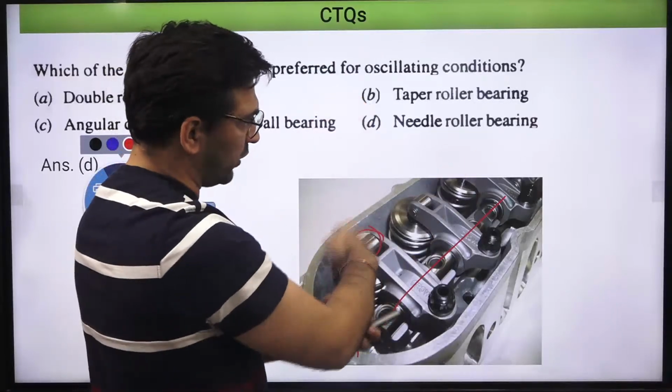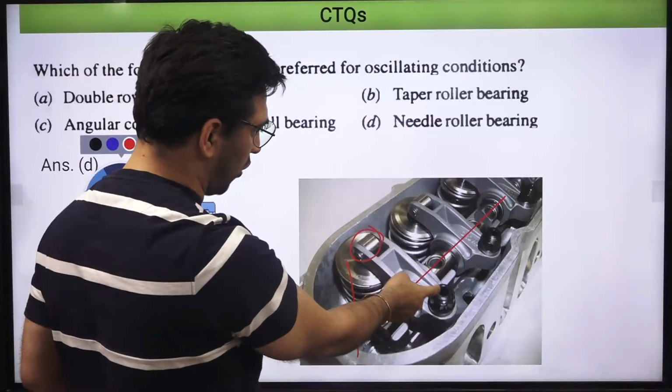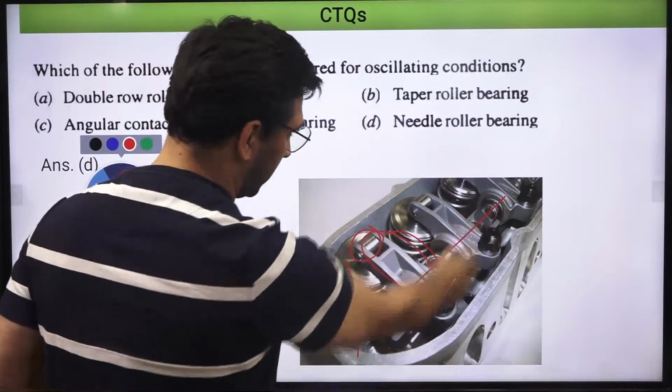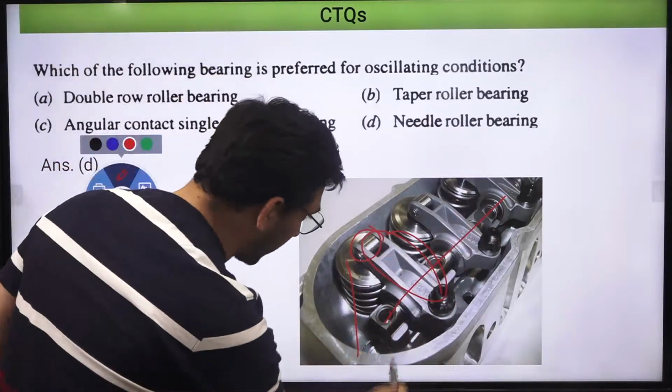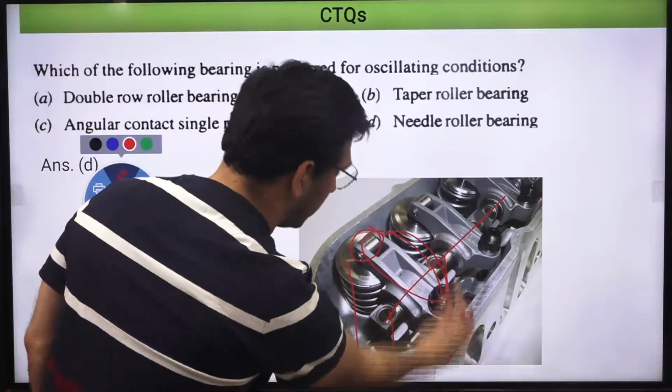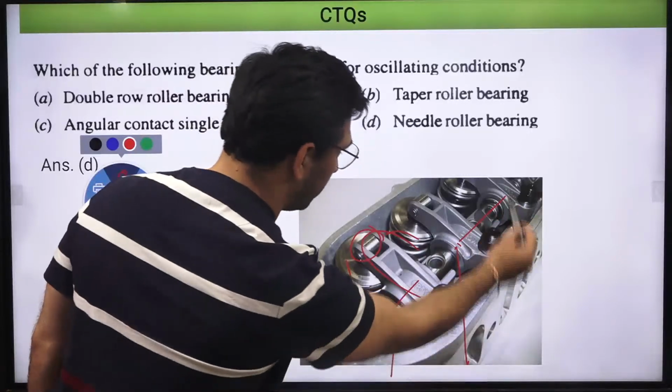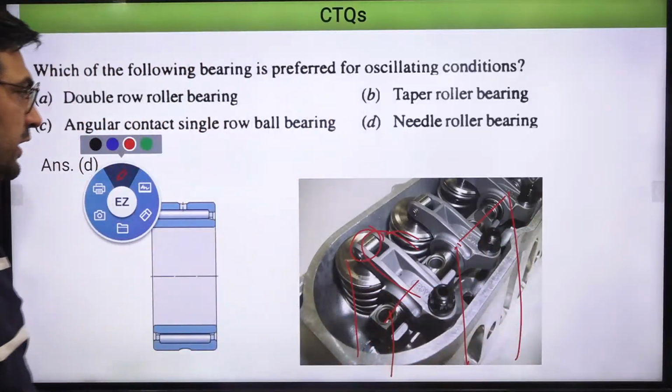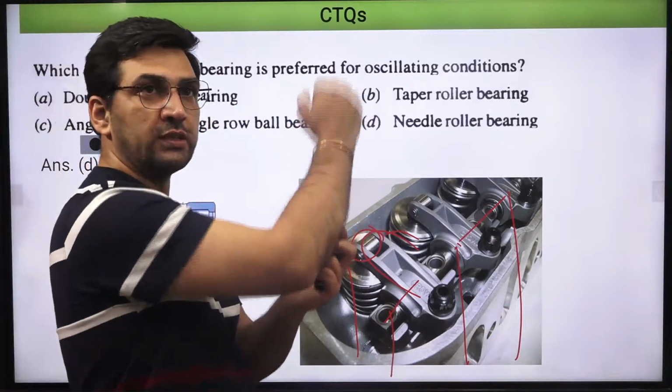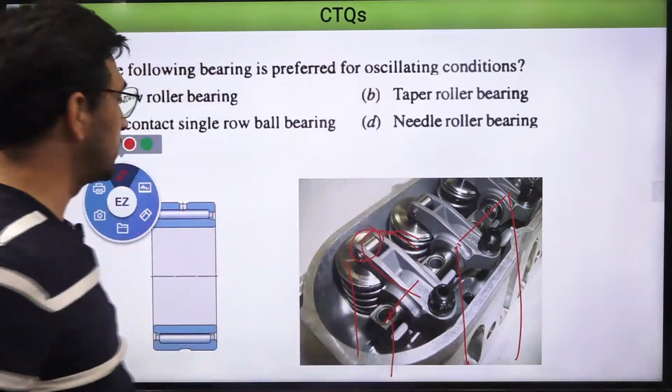In each of these valves, while the valve is opening, you have the rocker arm over here, and down there you have a camshaft. This motion is what we call an oscillating motion.